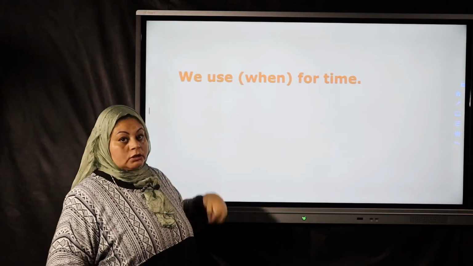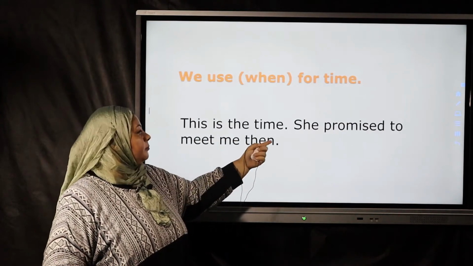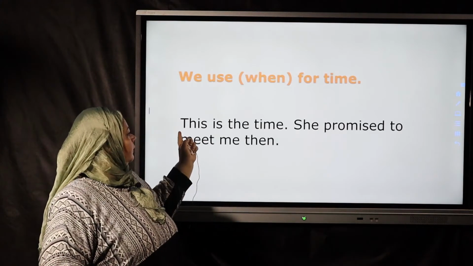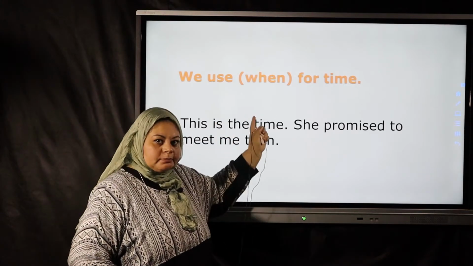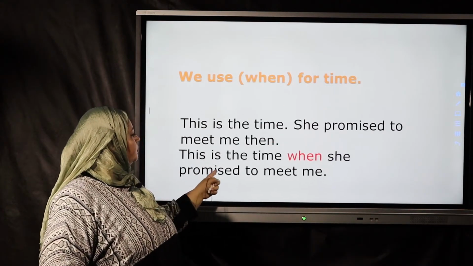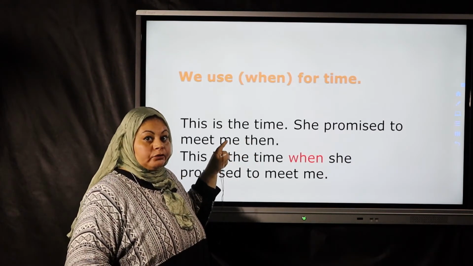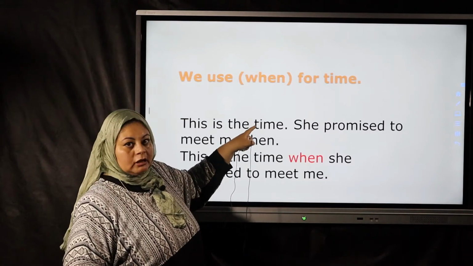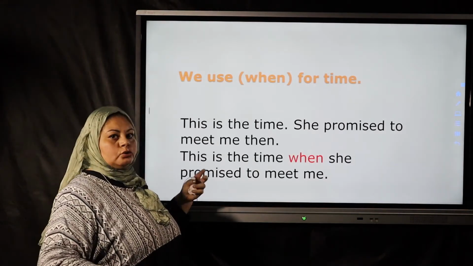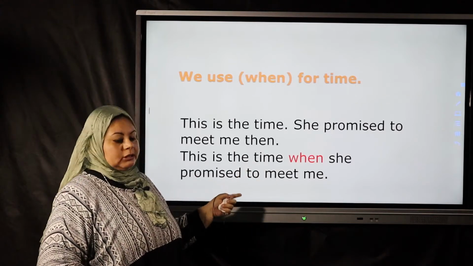We use "when" for time. This is the time she promised to meet me then. Again, this is the time. I'm talking about a specific time, when she promised to meet me. I'll remove "then" because "then" is an adverb of time and it is talking about this time, okay? So I'll remove it in the second sentence, so as not to repeat myself. This is the time when she promised to meet me.